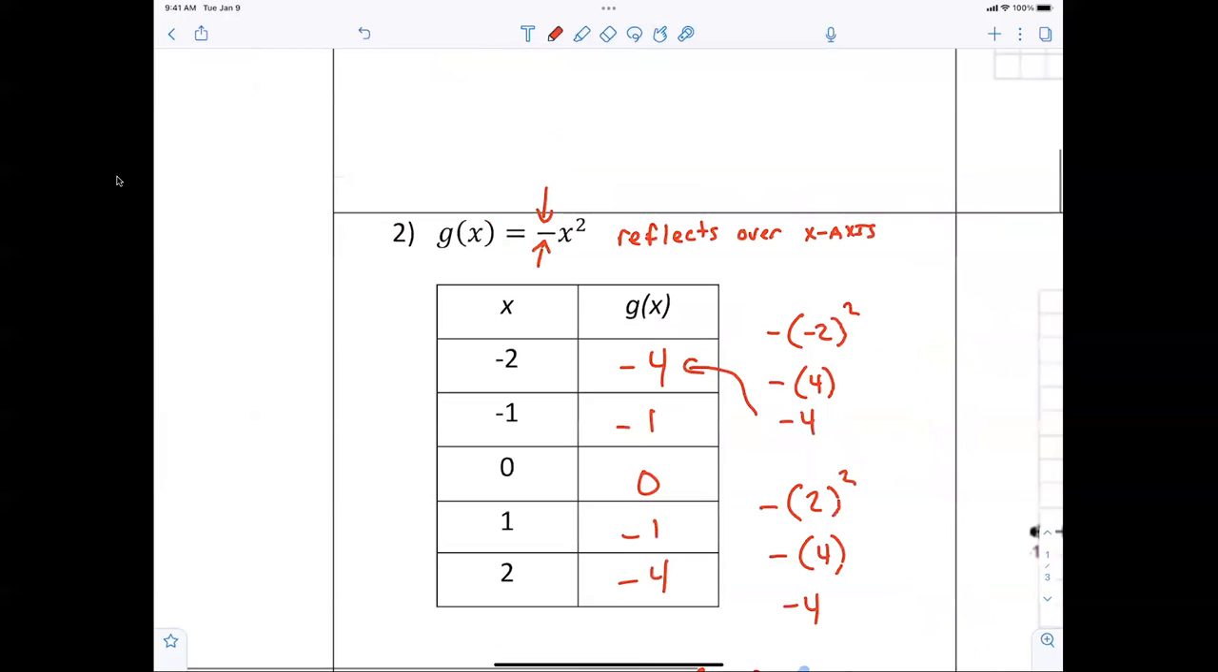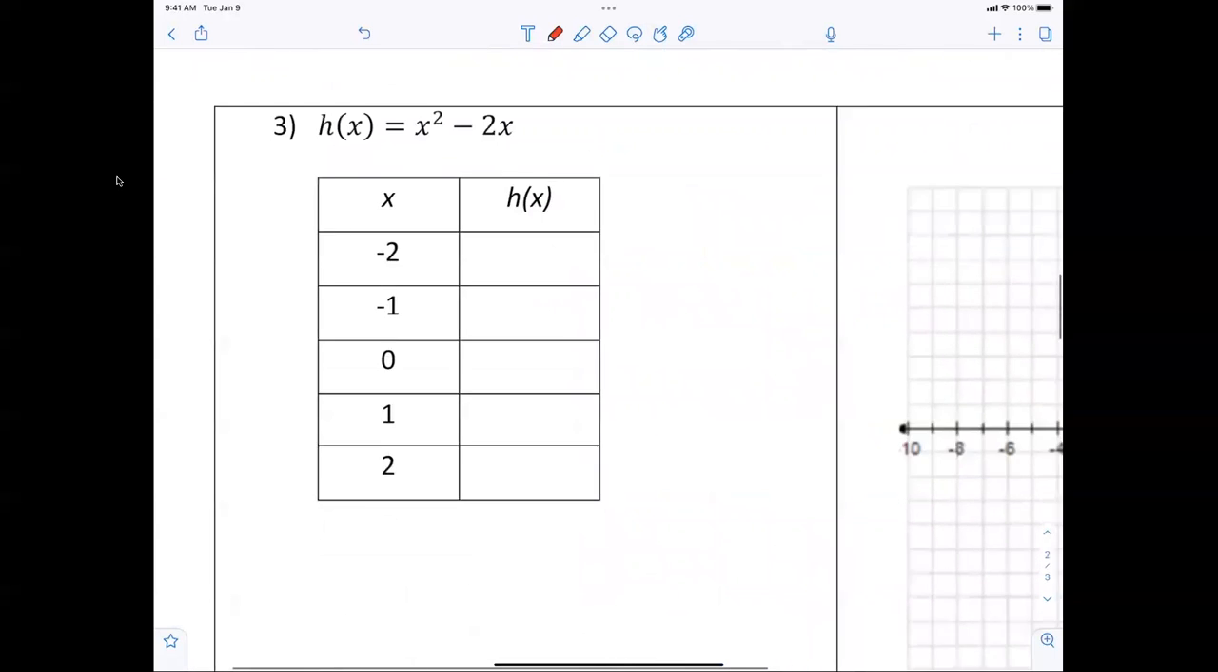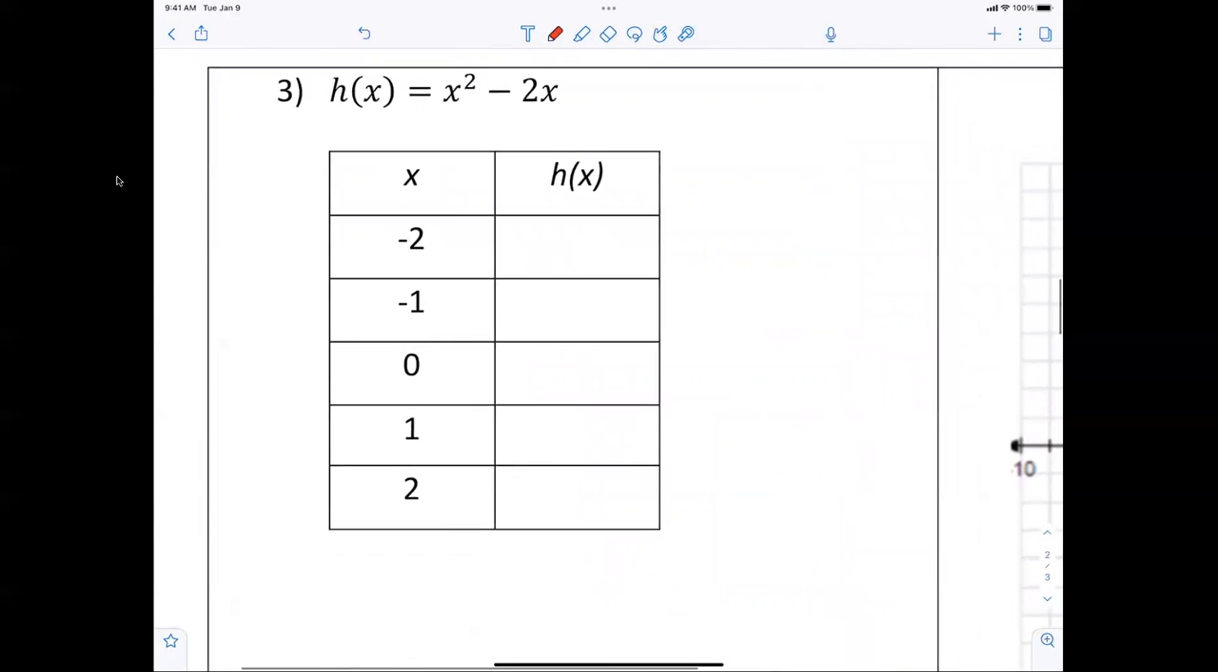All right, here we go. Number 3, x squared minus 2x.